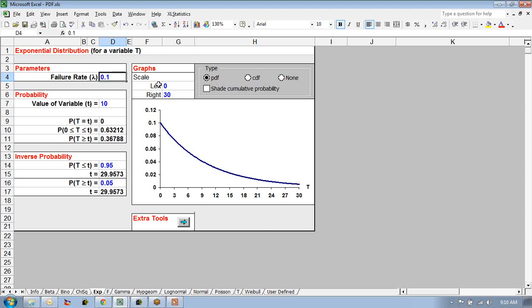Okay, so now this is the tricky part. So the 3 is easy. I'll put in the 3 there. That's my value of the variable that I care about. Let's shade that cumulative. There's my 3. The problem is getting the right distribution.